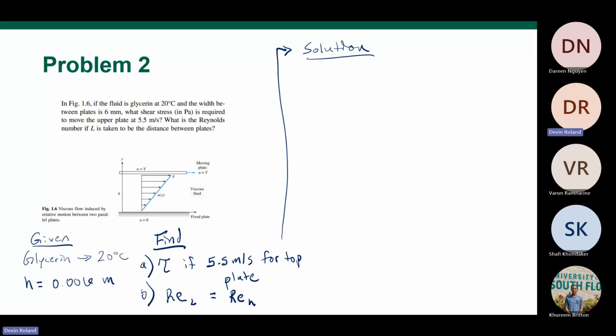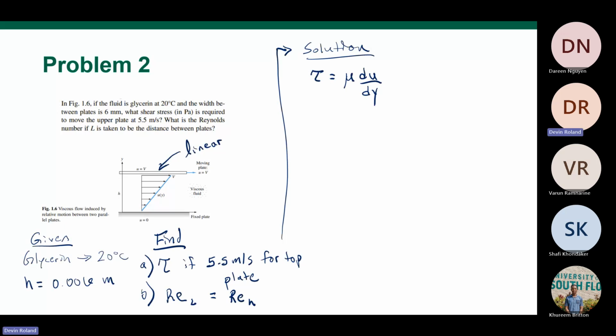Okay, so to solve this, we're going to start by saying we're looking for our shear. We know a formula for shear: tau is equal to your viscosity times du dy, the rate of change of your velocity as you move in the y direction. This velocity profile could be exponential, quadratic, maybe even cubic, or however it needs to be. But in this case, when we look at our figure, we see that it's a linear profile. So that makes things nice and easy.